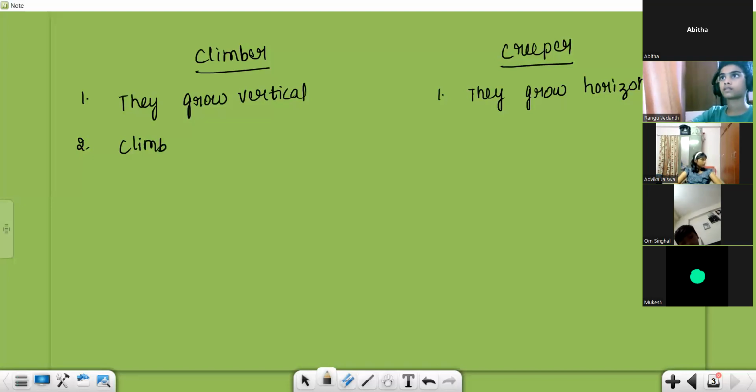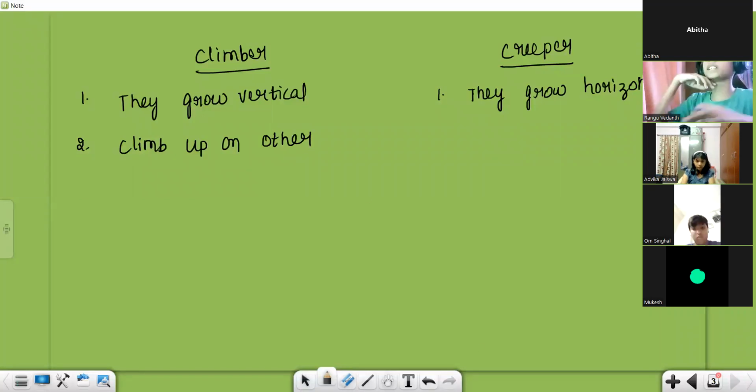Take support. We can write here exactly. They take support of neighboring structures, anything, or climb up on other. Grills are like trees, ma'am. Like trees or any substratum. Or you can write on other neighboring structures.